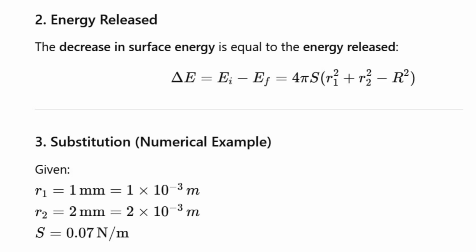Now, let us proceed with the example problem. In the problem given, the parameters are R1, R2, and surface tension. The radius of the first drop is 1 mm, which should be converted into meter. Therefore, 1 millimeter means 1 into 10 power minus 3 meter. R2 is 2 millimeter, that is 2 into 10 power minus 3 meter. The surface tension is equal to 0.07 Newton per meter.